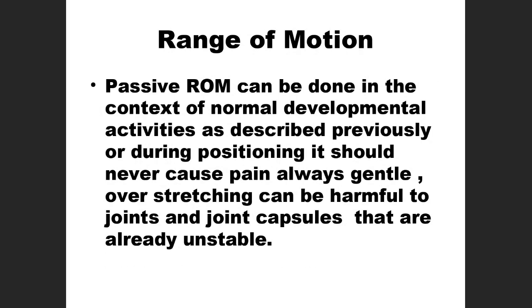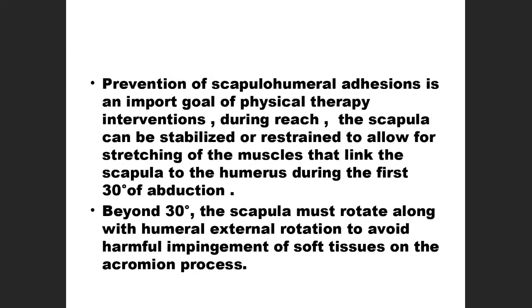Passive range of motion can be done in the context of normal developmental activities as described previously, or during positioning. It should never cause pain, and the movement should always be gentle. Overstretching can be harmful, as the joints and joint capsules are usually unstable in these kinds of children. The prevention of scapulohumeral adhesion is an important goal of physical therapy interventions.